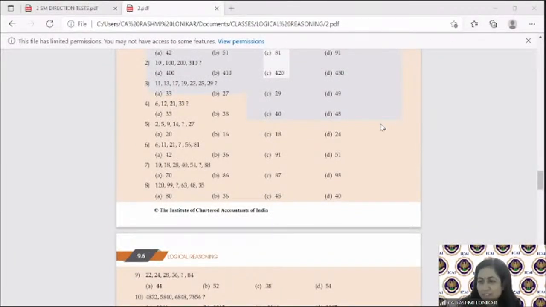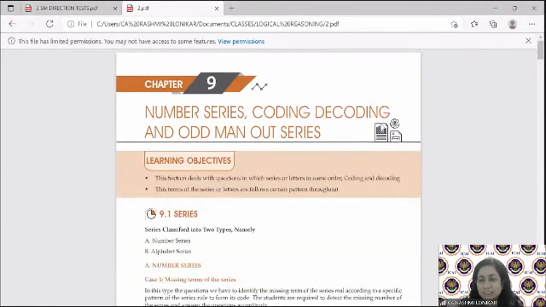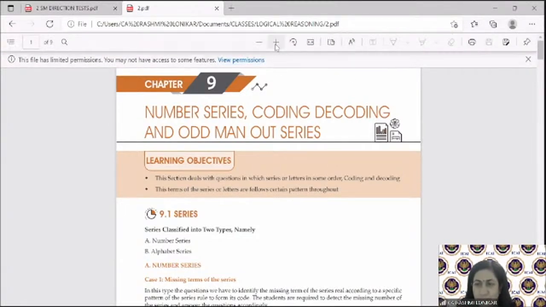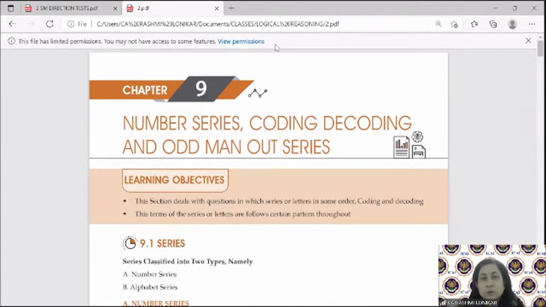Today, we are going to talk about a very interesting topic: number series, coding, decoding, and odd man out. You must have come to know that there is 20 marks weightage to logical reasoning, so we are going to have fun doing those sums. Now, what happens here is that you have a number series and you even have what are known as alphabets. Alphabets may be in the series or numbers may be in the series.